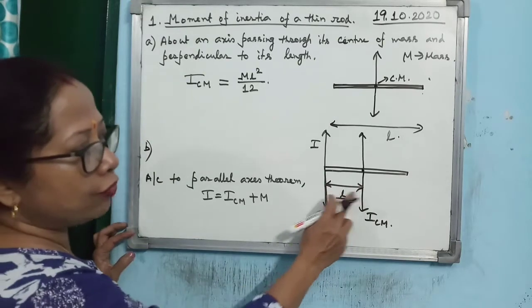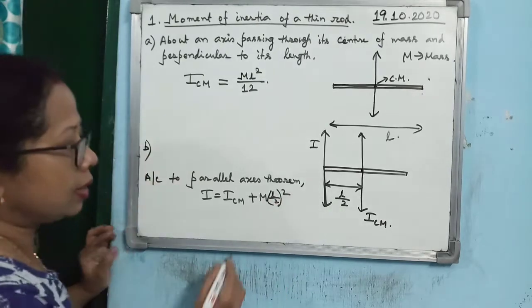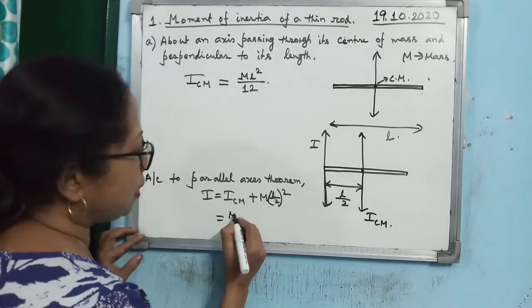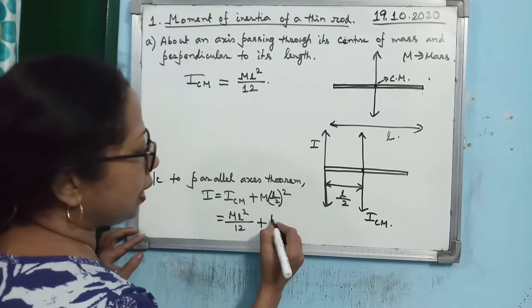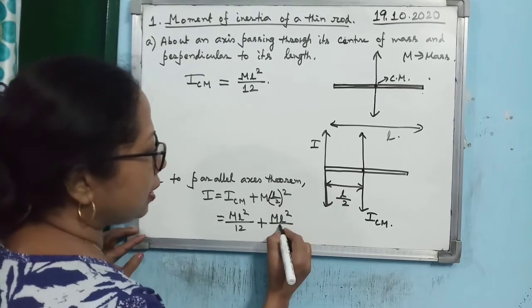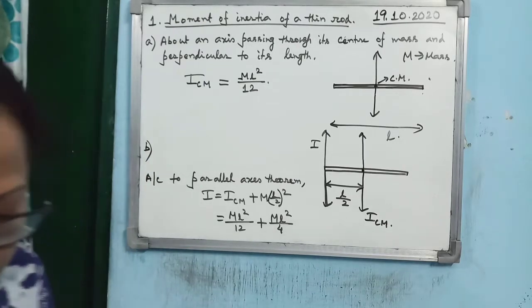I is equal to ICM plus M into the square of the distance between the two parallel axes, M A square. Now what is the value of A here? L by 2, so it will be L by 2 whole square. Now you substitute ICM, it is ML square by 12, and then it will become ML square divided by 4. So on simplification, how much will it come?